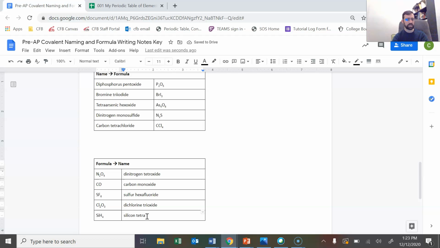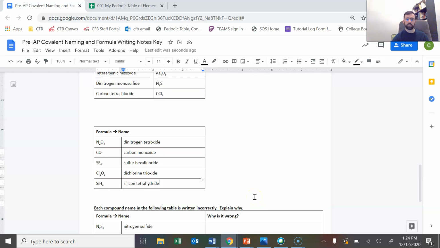A lot of students would not know exactly what to say here. They might put hydrogide. But that's not the way we spell the IDE name for hydrogen. It's actually hydride. We drop a little bit more because that's an awfully long last name for an element. Silicon tetrahydride. All right, we've got one more section I want to go through real quick.